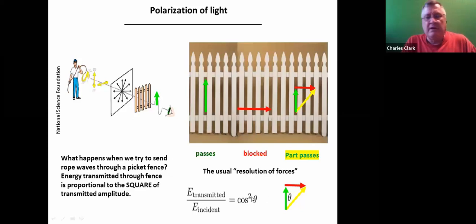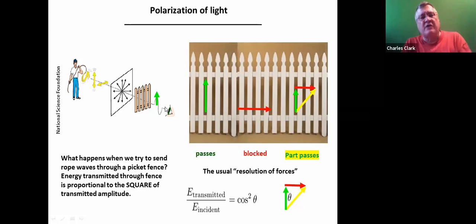And so basically we get a motion where the wave is diminished; the transmitted wave has a smaller amplitude than the incident wave. In this case, it's by about a factor of 2. And furthermore, the only wave that you see on the other side of the fence has the same direction of oscillation as the pass axis of the fence. This is why it's called projective measurement.